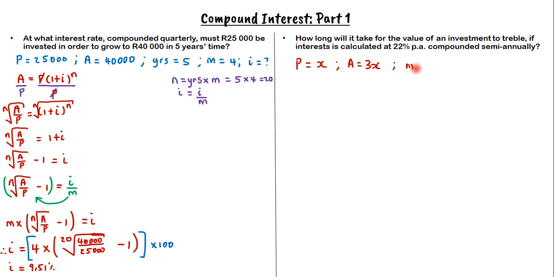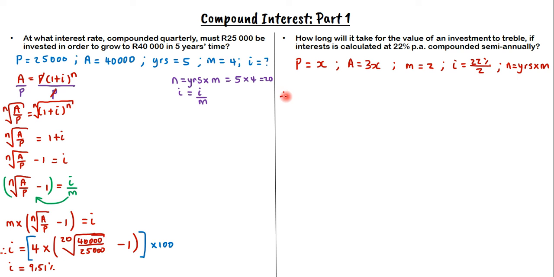Now this is compounded semi-annually, which is going to be 2, and then the interest of that will be 22% divided by 2. Then the question is how long will it take for the value of this investment to treble? So which means now n equals years, that's what we want to find, years multiplied by m.